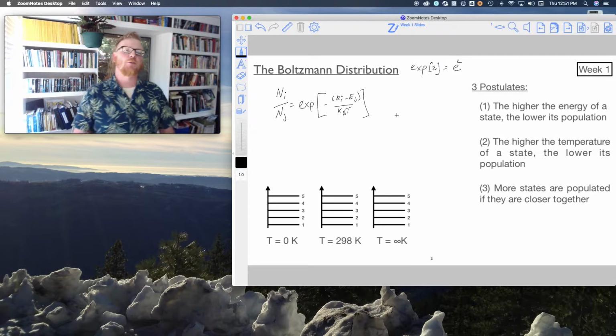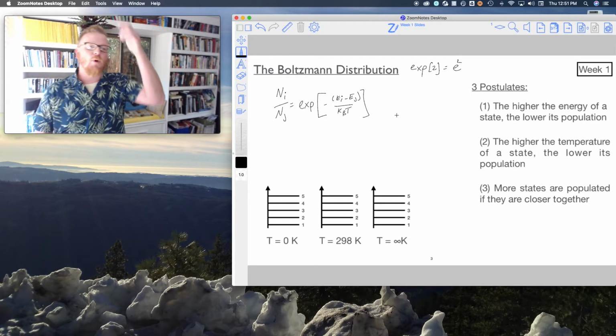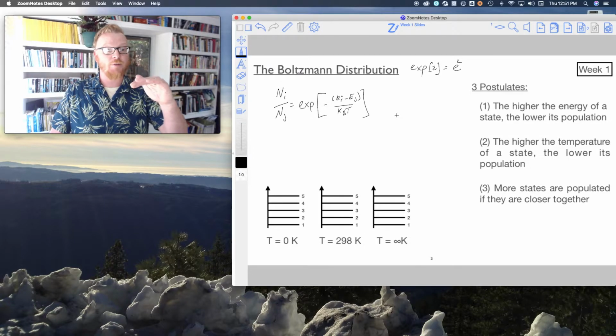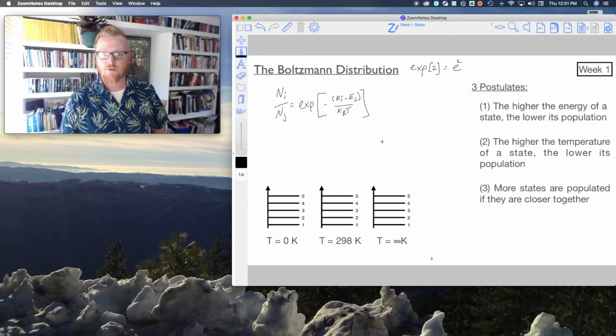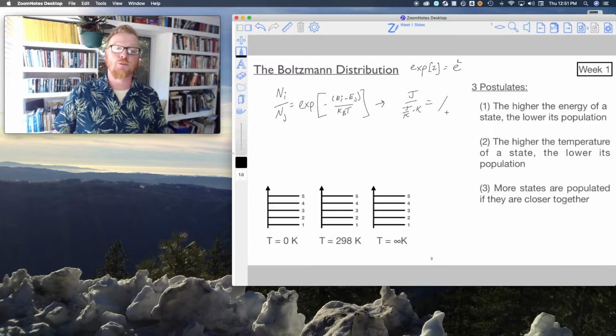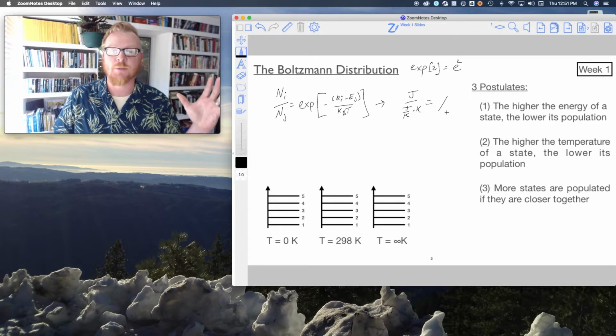Okay? And if you think about your unit analysis, k Boltzmann was joule per Kelvin. So a joule per Kelvin times a Kelvin is a joule, right? Let's never forget the dimensional analysis. So that's energy, so that's joules on top. k Boltzmann is a joule per Kelvin times a Kelvin. So this is just unitless, right? And for something to be in an exponential, it has to be unitless.